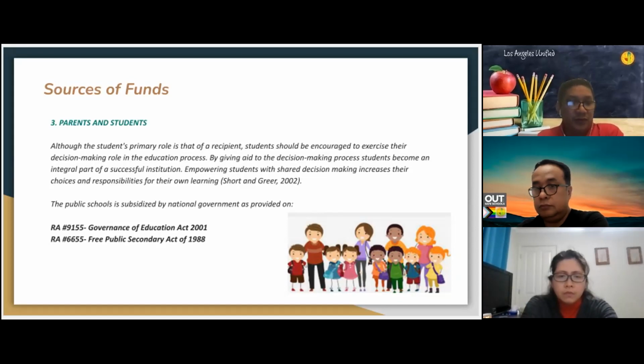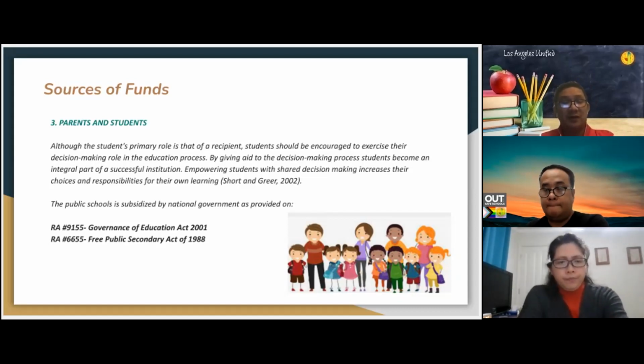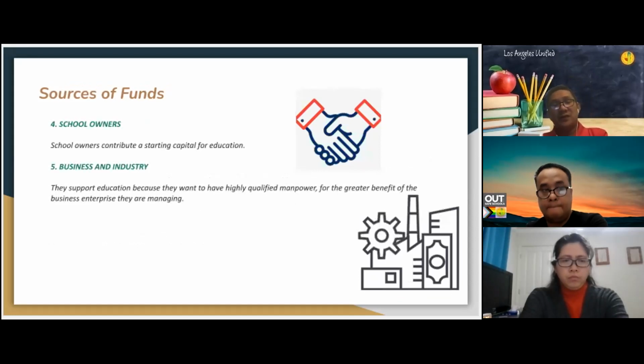The public school is subsidized by the national government as provided in RA number 9155, Governance of Basic Education Act of 2001, and RA number 6655, Free Public Secondary Education Act of 1988. However, the government support is inadequate, so the parents are willing to provide additional support through the General Parent Teachers Association and Homeroom PTA on a voluntary basis. Number 4 source of funds is school owners.